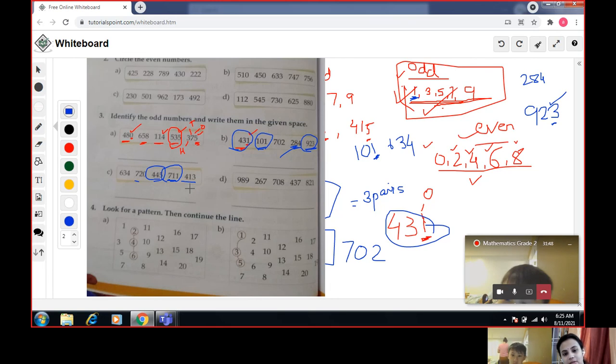Very good. Now tell me this one, 989. Is this even or odd? I think it's odd. Correct. Now tell the next one. This is odd, correct. And tell the next one. I think it's even. Yes, this is even. And then the next one. It's odd. Yes. And the last one, 821, is? It is odd. See here, 821, the last number is 1. So odd.